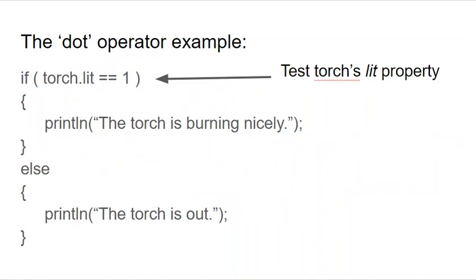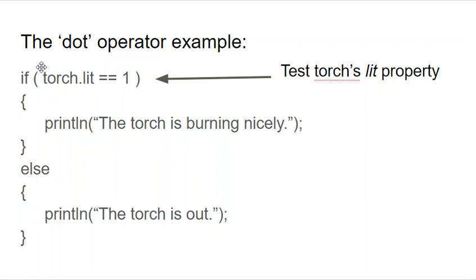So let's look at this example here. Imagine this is the function that gets called when you try to examine a torch. You could say if torch dot lit equals 1, that means test to see if the torch's lit property is 1, and if it is, print the line, the torch is burning nicely. Otherwise, print the torch is out, right?